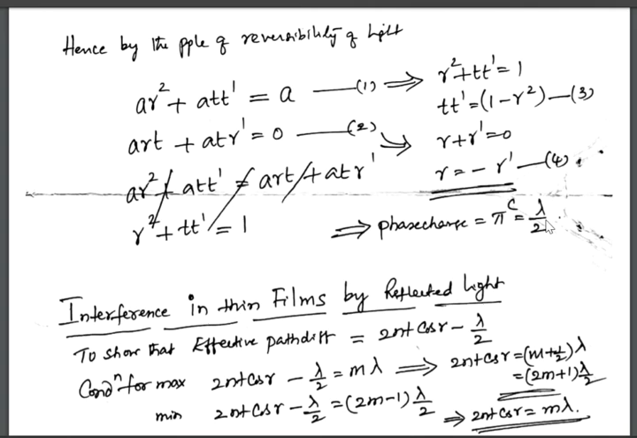Just remember, when reflection occurs at a denser surface, that means light is traveling from rarer to denser, there is a phase change of pi radians or path difference equal to lambda by 2. That means if a crest is falling on the surface of the denser medium, after reflection, a trough will be created, or vice versa. That is the meaning of the Stokes treatment. Let me stop at this stage. The next derivation, I will take up in the next class.